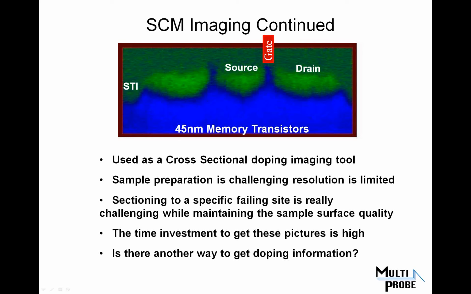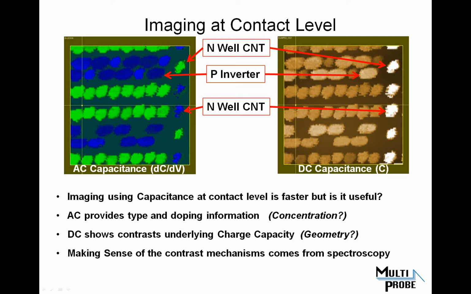But what would be really nice is if you could get doping information and trap charge information and gate oxide information and that sort of thing, Miller capacitance. You could get that easily. And then the idea would be that maybe you could go to something at contact layer. So this is an image of a similar technology, well, similar technology size, that shows both AC and DC capacitance.